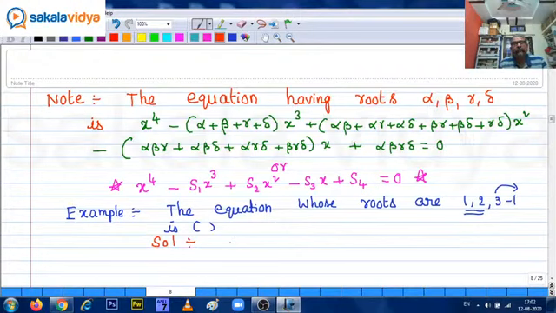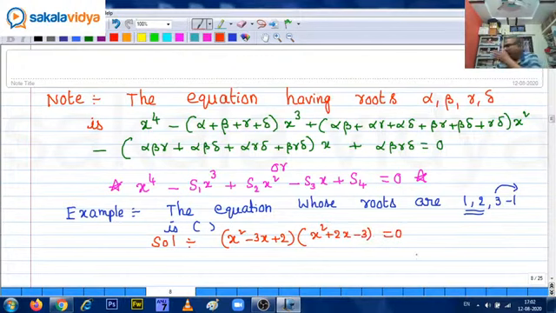The quadratic equation formed by 1, 2 is x square minus 3x plus 2. Multiply it with the quadratic equation formed by these two roots, x square plus 2x minus 3 equal to 0. Multiply these two, you will get the answer instead of applying this formula. This formula you need to apply just for concept sake only.